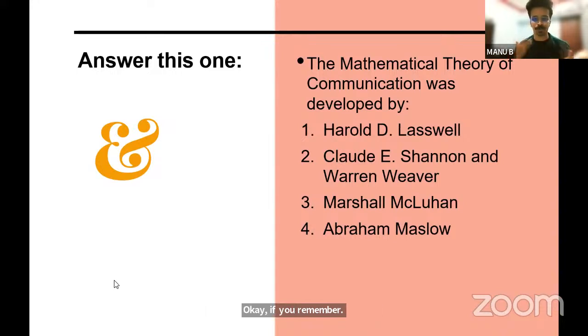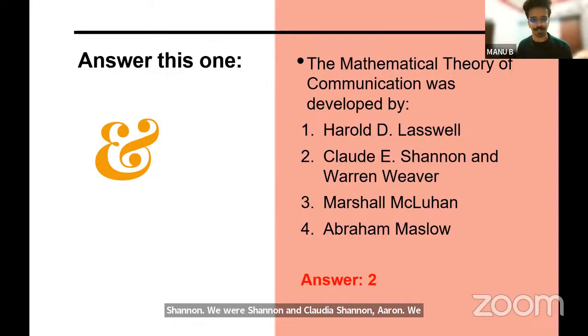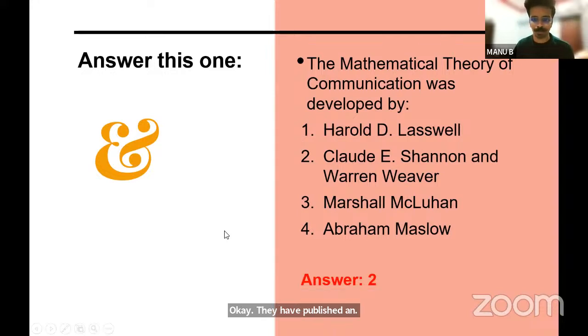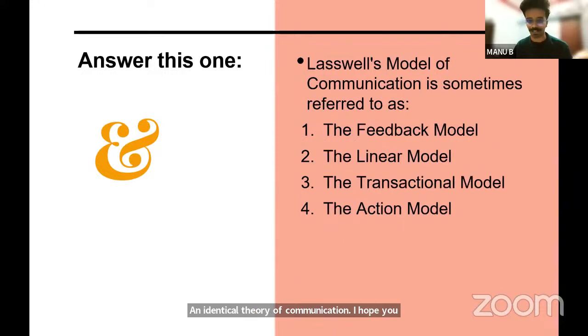The mathematical theory of communication was formulated by, yes, not Marshall McLuhan, not Marshall McLuhan. It is Shannon and Weaver. Claude Shannon and Warren Weaver together formulated the mathematical theory of communication, and everything else I have already given you. They published an essay, The Mathematical Theory of Communication, which I hope you remember we discussed in the class.